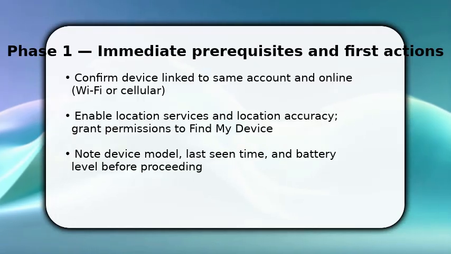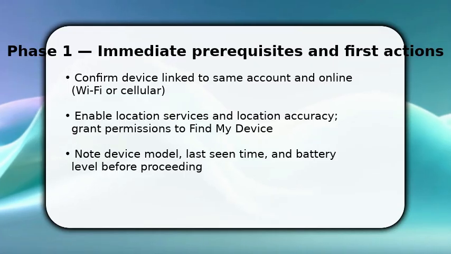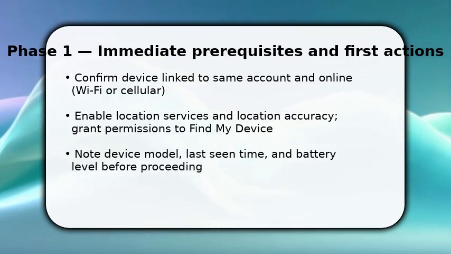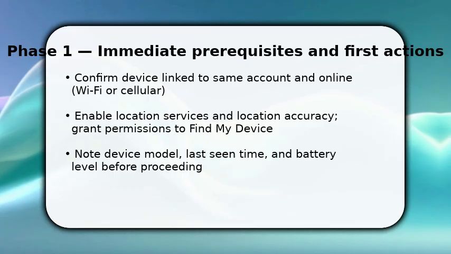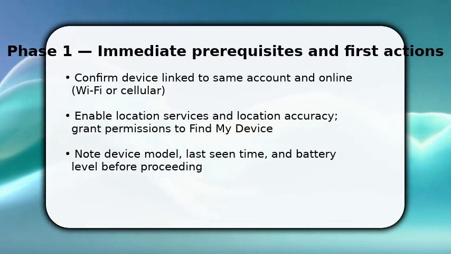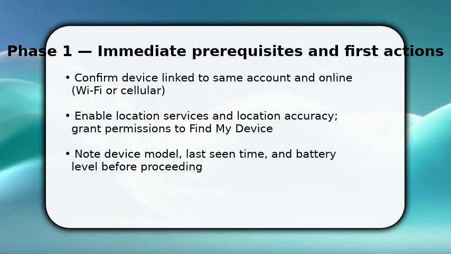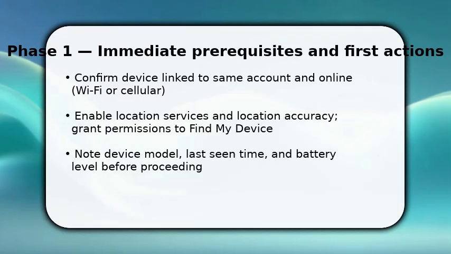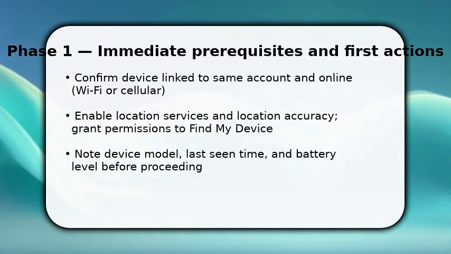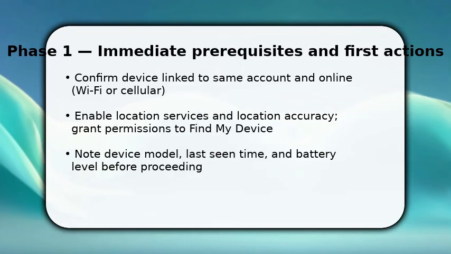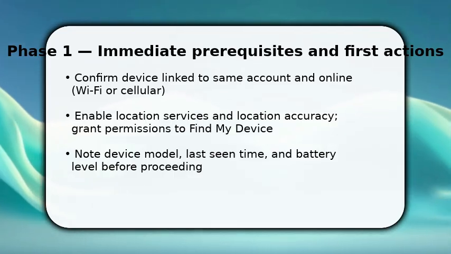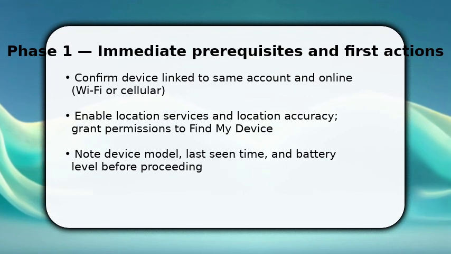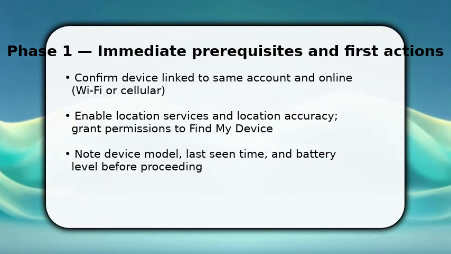You begin by confirming the device is signed into the same account and has network access. This is mandatory. Next, open settings and make sure location and high accuracy are enabled so GPS can report precise coordinates. Once done, launch Find My Device or the platform equivalent and sign in. Use the account tied to the device. Make note of the device name, last seen timestamp, and battery percentage. These details guide your next actions and set expectations for recovery.